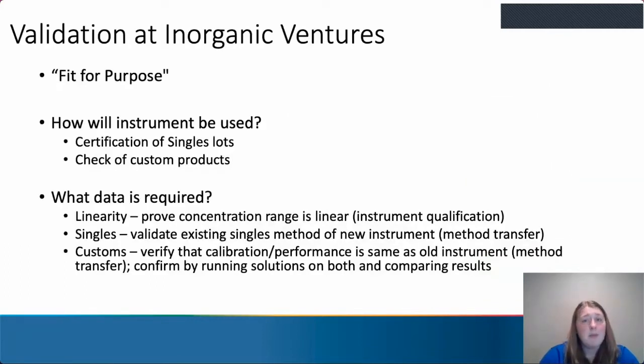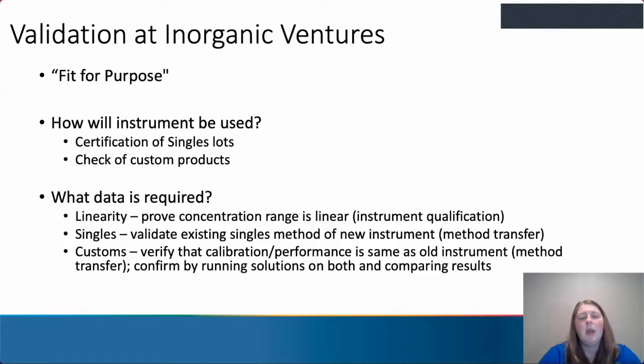We're going to wrap up this presentation with validation at Inorganic Ventures. So earlier I said here at Inorganic Ventures we focus on this idea of fit for purpose. So questions like, does this method make sense in our lab, and do the results make sense? Okay, so you can apply those questions in your laboratory as well.